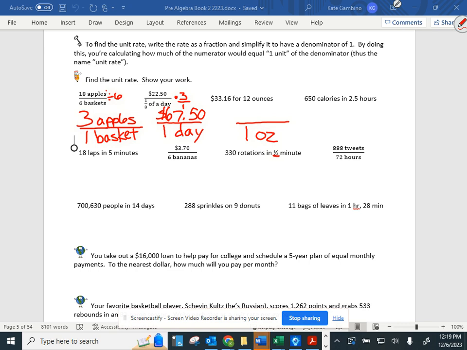Then we have some word problems. Break it down, see what information they're giving you, how to make your ratio, how you're going to turn that into a unit rate. Any questions on today's assignment?